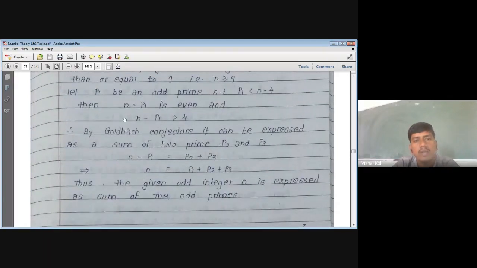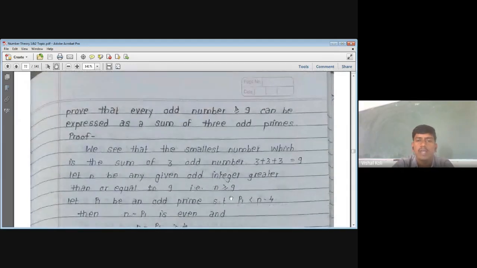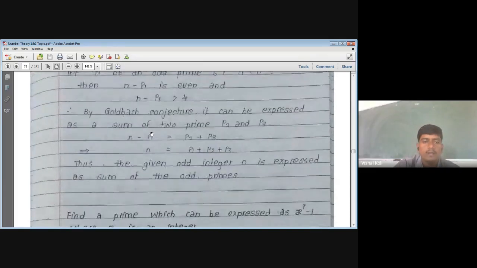As it is an even integer, by the Goldbach conjecture it can be written as a sum of two primes p2 and p3, that is, n minus p1 is nothing but p2 plus p3. If we add p1 on both sides, then n is nothing but p1 plus p2 plus p3. Therefore, any given odd integer n can be expressed as a sum of odd primes, as p1, p2, p3 are all 3 primes. Therefore, it is true for all the integers n which are greater than or equal to 9, since here we have already considered n greater than or equal to 9. Therefore, we conclude that any odd number greater than or equal to 9 can be expressed as a sum of 3 odd primes.